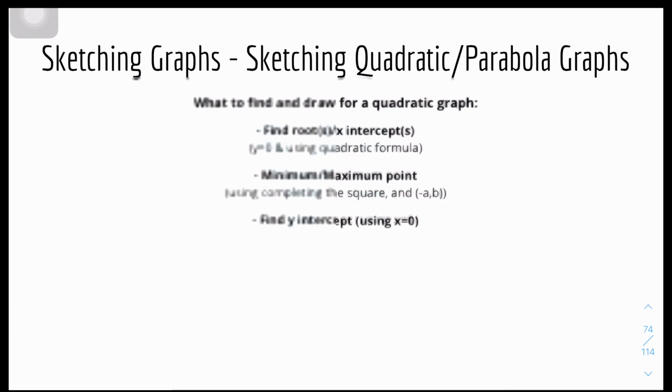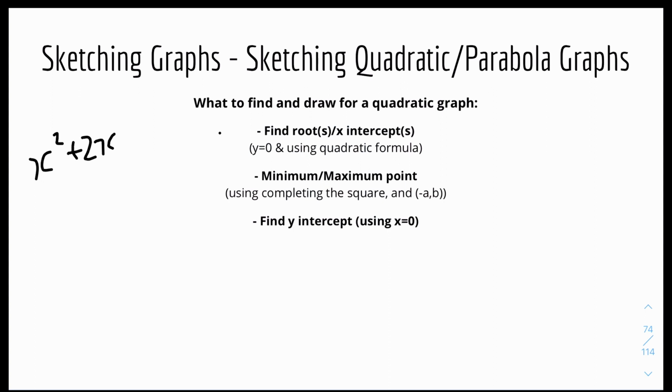So now we have how to sketch a quadratic or parabola graph. Here's what to find and draw for a quadratic graph. Number 1, find the roots or the x-intercepts. Let's say we have x squared plus 2x plus 1 equals y. Find the roots or the x-intercepts of the equation by setting y to 0. Basically factorize the equation to get x plus 1 squared, and then you get a root of x equals minus 1.